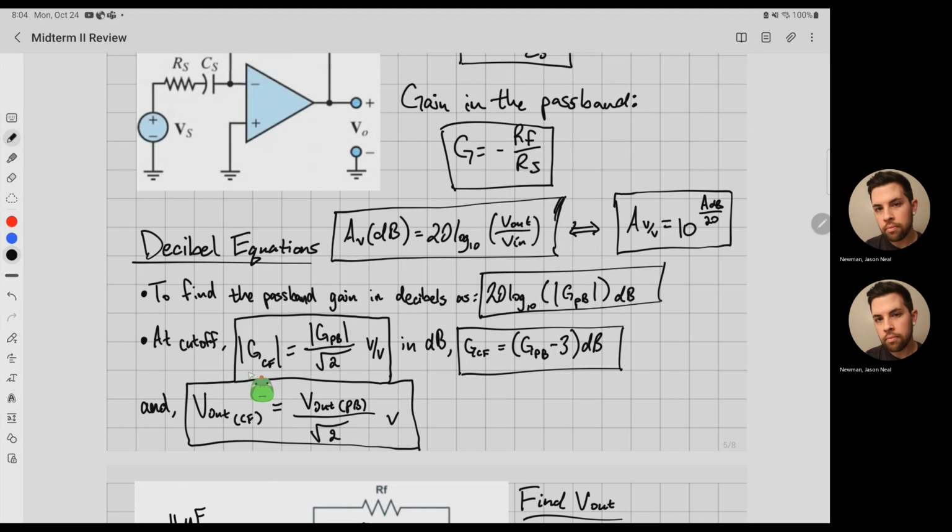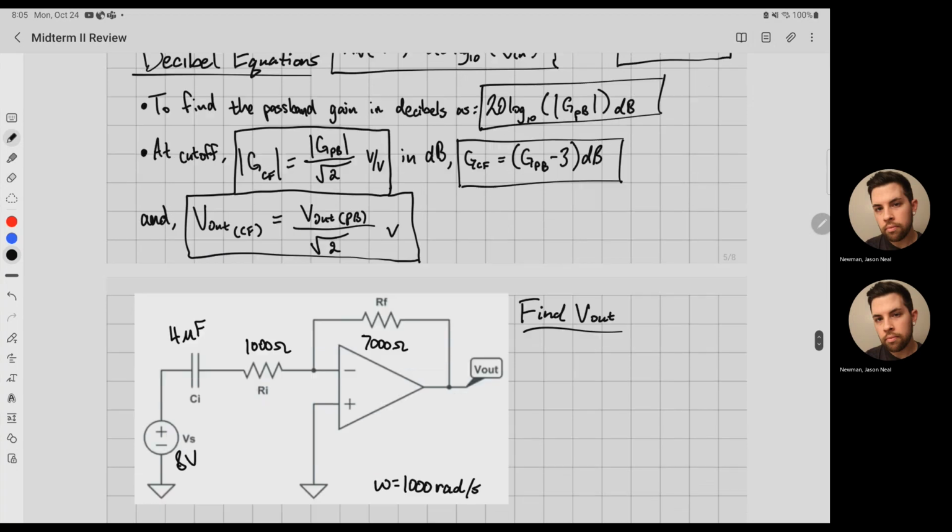At the cutoff frequency, if you wanted to find the gain for that, it's just the gain in the passband divided by the square root of 2, and that turns out to be in volts per volt as a result. So you need to make sure you're aware of this. The output of this will be in volts per volt. And then in dB, you could actually just do this. The gain at the cutoff frequency would be GPB minus 3 dB as a shortcut, but I usually just do this. And then V out at the cutoff frequency is just V out in the passband divided by square root of 2, and that's in volts.